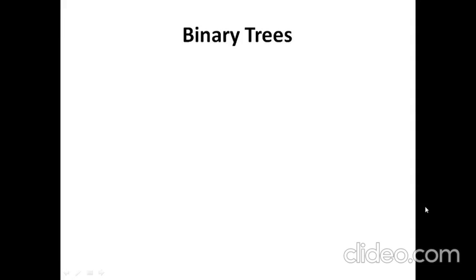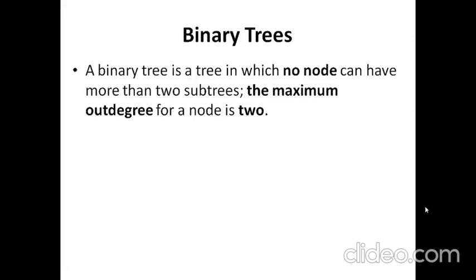Now where a binary tree differs from a tree is that if you impose a restriction on the tree such that a node can have at most two children, or the out degree of any node can be at most two, then it becomes a binary tree. So a binary tree is a tree in which no node can have more than two subtrees, or in other words the maximum out degree for a node is restricted to be 2. That is the difference between a binary tree and a tree.